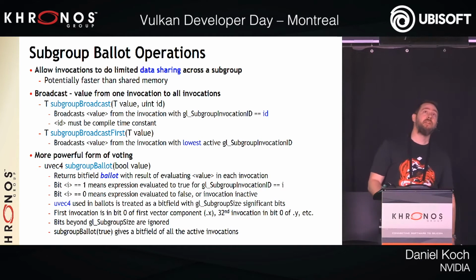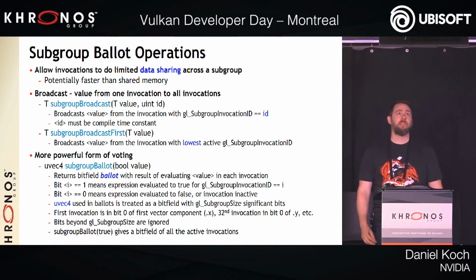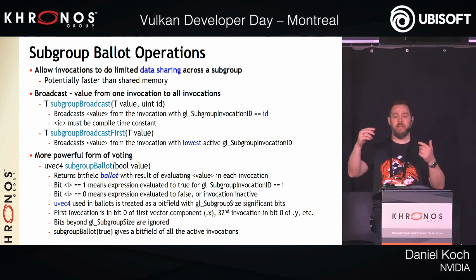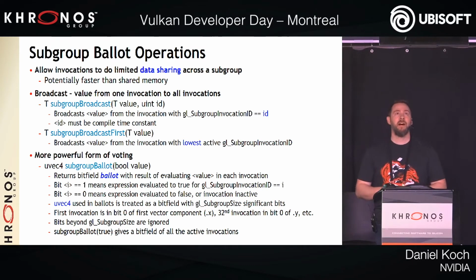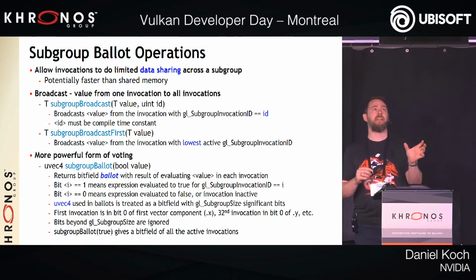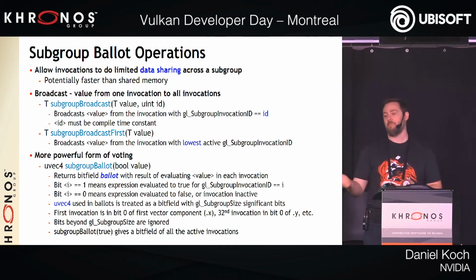So this is essentially a more powerful form of voting. You have the subgroup ballot function. You give it a Boolean condition, and it returns a bit field called a ballot, which has the result of evaluating that condition in each active invocation. Bit I is set if the expression evaluated to true for subgroup invocation ID equals I, and 0 if the lane is inactive or if the computation was false.